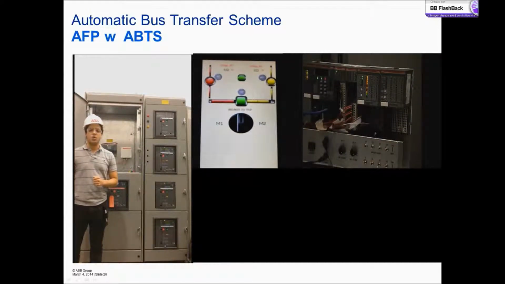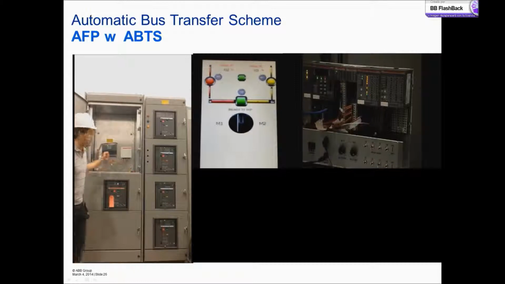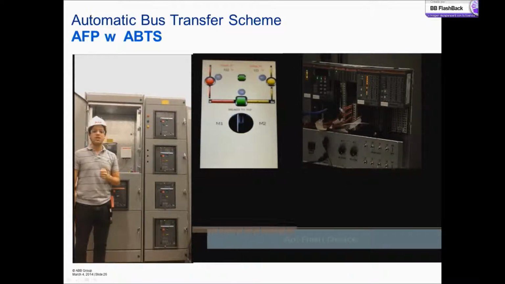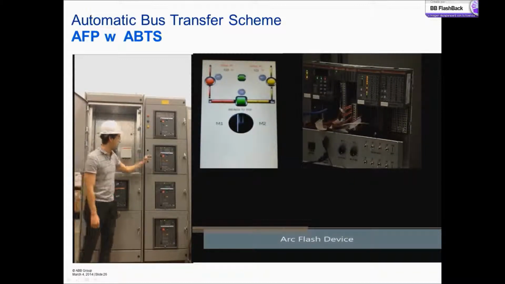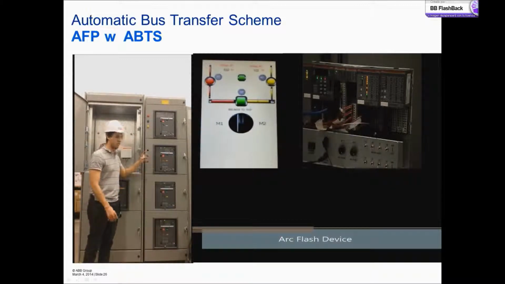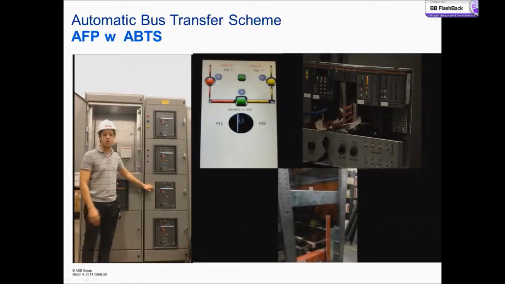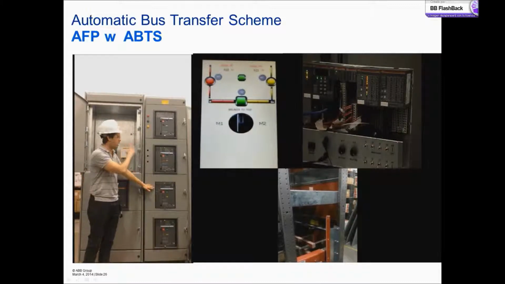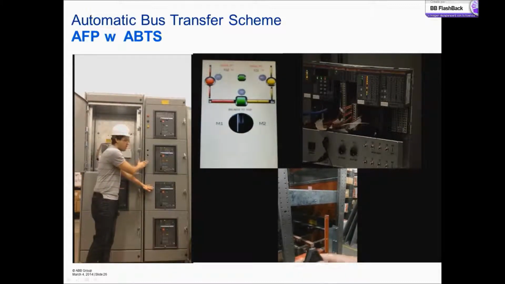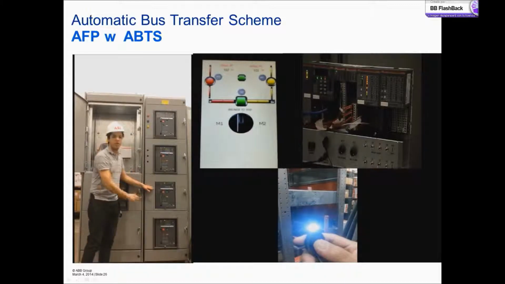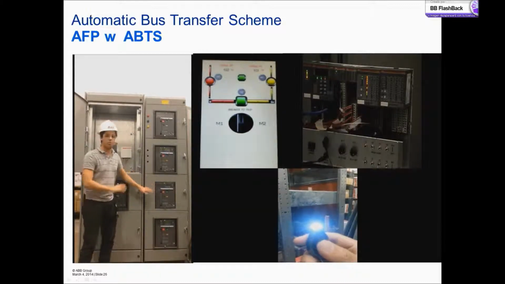Our last test, we're going to simulate the arc flash for our arc protection device. In this test, we're going to simulate the arc with a light that we have in the back part of this station. So we're going to put the light, and we're going to see that this breaker will open and this one will not close, because we don't want to transport the problem from breaker number 1 to the other breaker. So this one will remain open.